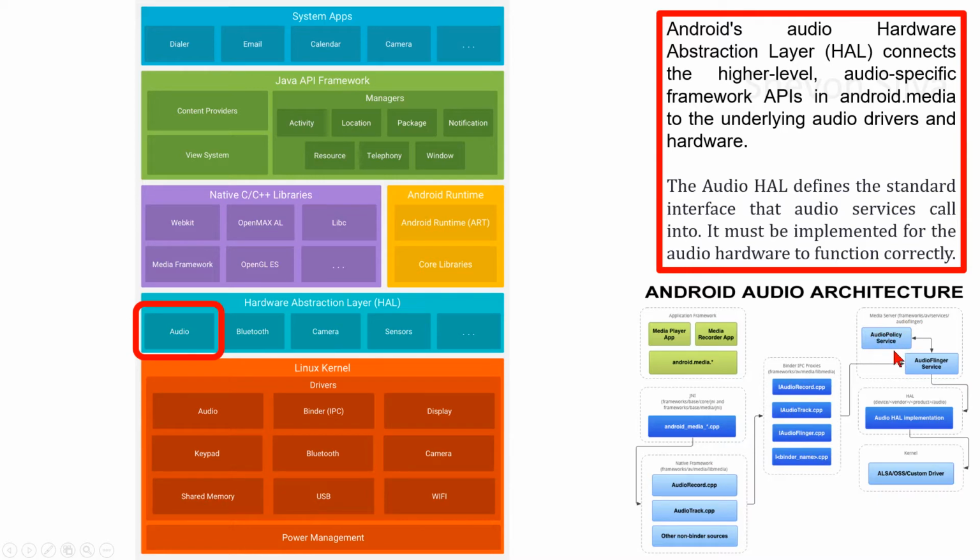audio policy service. It can interact with the audio flinger service, and that moves into the HAL, and in here you can see the audio HAL implementation, and in the kernel you can see ALSA or OSS or a custom driver. Here in the application framework, JNI is moving to the native framework, and it's moving to binder IPC proxies. It's moving to audio flinger, which interacts with audio policy service, and this audio flinger service then moves to the HAL, and the HAL is connected with the kernel.